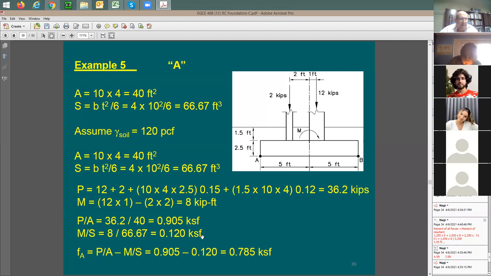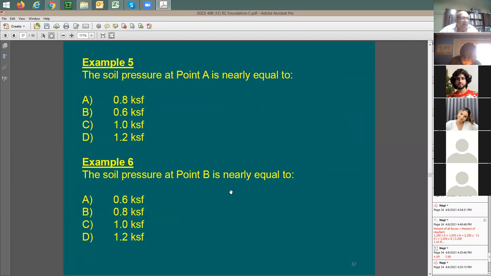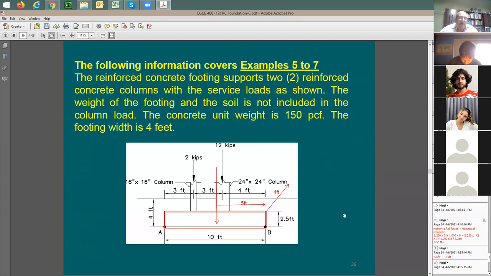Are we good? Do you guys need more help on this problem or you understand what's going on? You have an idea what's going on. I don't mean that you read it already, right? I'm just trying to open the topic or the subject for you, this example for you.